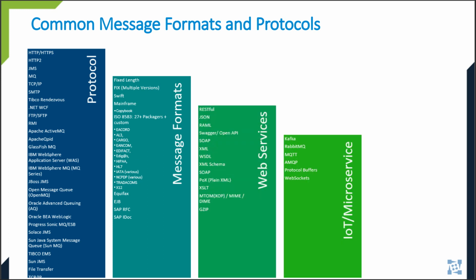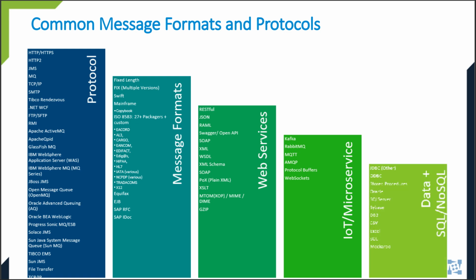There are different application types, right? So different application types will also use different technologies. We talked about web services with REST and SOAP. On the IoT microservices side, we'll see things like protocol buffers and WebSockets and RabbitMQ.